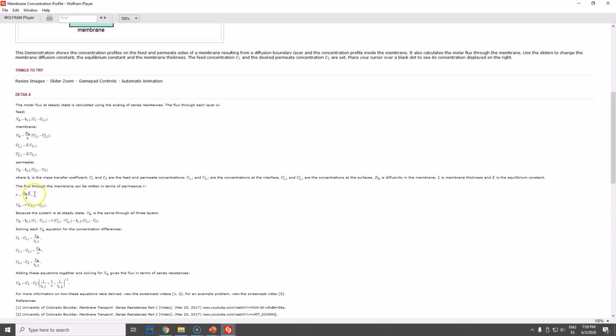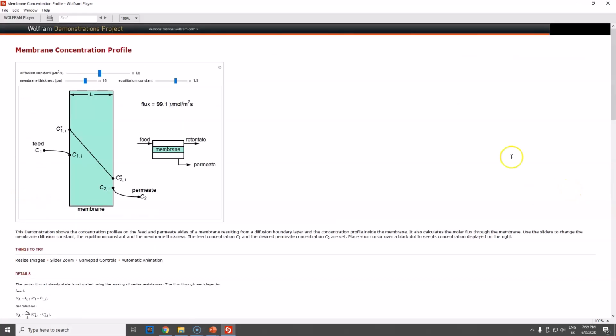So apparently, the permeation is directly proportional to the equilibrium constant, meaning that if I have a large amount of equilibrium constant, the flux should increase. Let's see if this is true. Yes. Fortunately, this is true. Great.